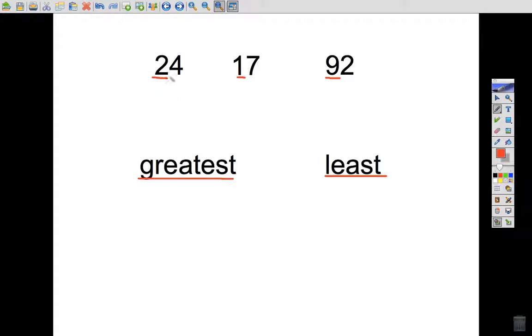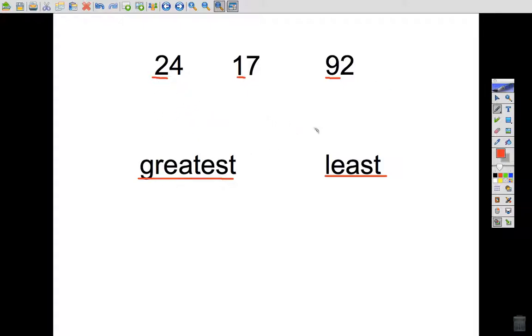I see that I have 2 tens in 24, 1 ten in 17, and 9 tens in 92. Which one is the greatest or the biggest number? Pause now and see if you can put them in order from greatest, the biggest, to the least, the smallest. You can use a whiteboard and a marker. Now that you've paused and tried it on your own, let's see if it matches.